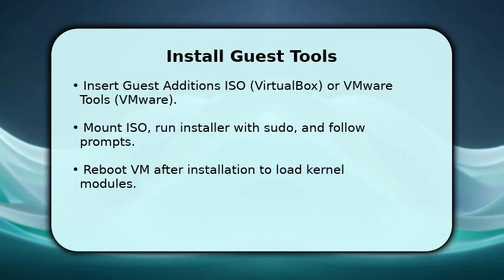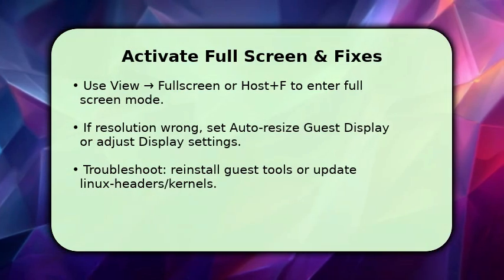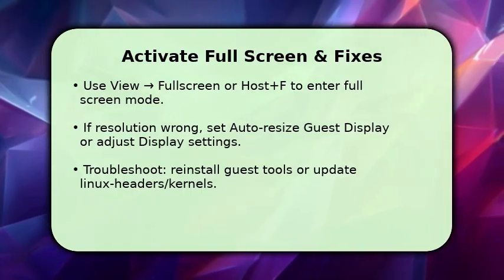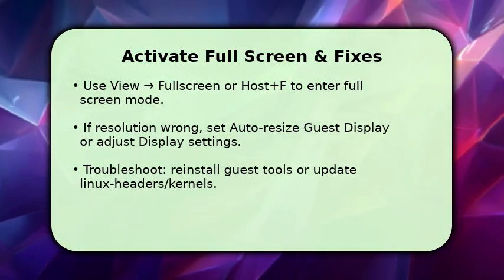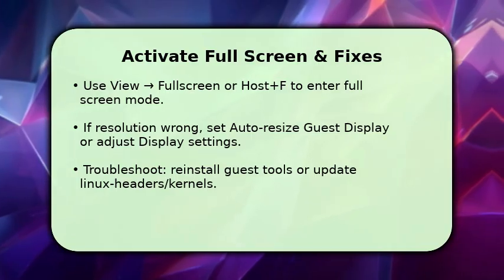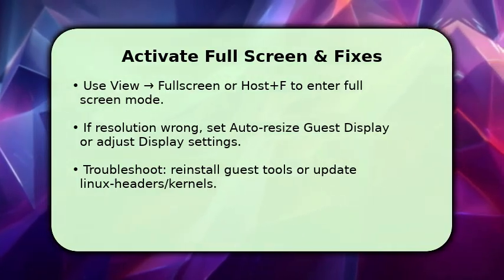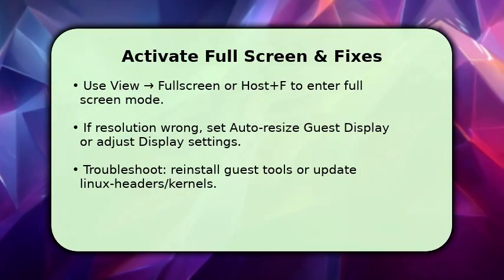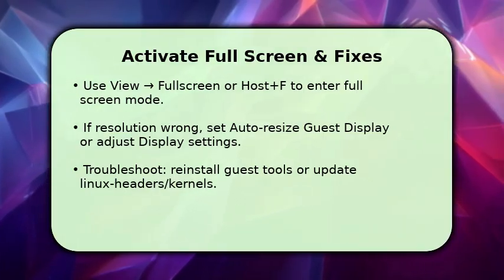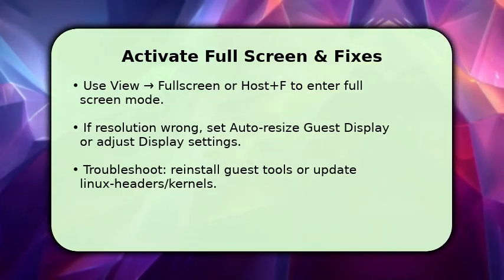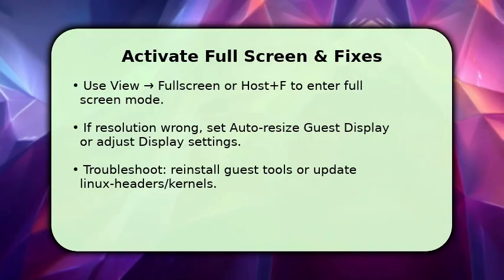After reboot, switch to full screen via the VM menu or press the host key + F. The guest should resize automatically. If the desktop stays centered or wrong aspect ratio, enable auto resize guest display or pick a matching resolution in settings, Displays. If resizing fails, reboot again, reinstall guest tools, or install matching Linux headers and rebuild modules. This often resolves driver mismatches.